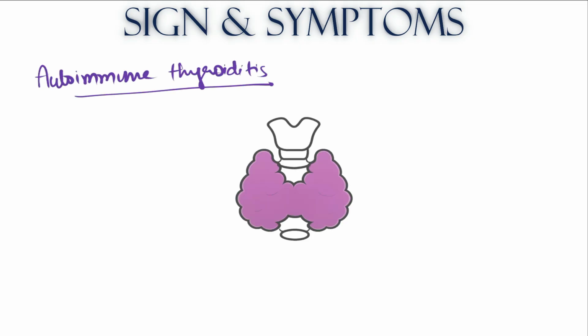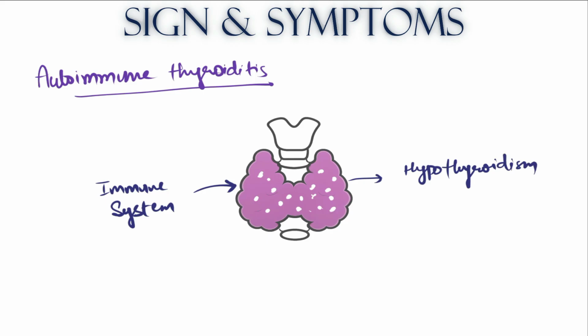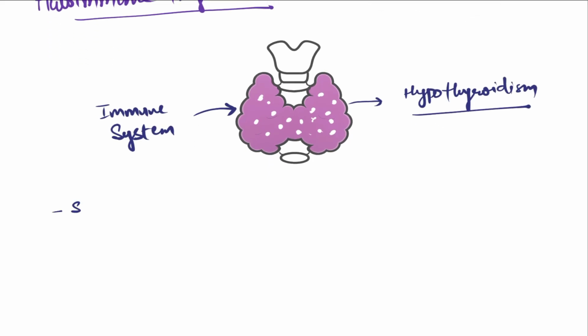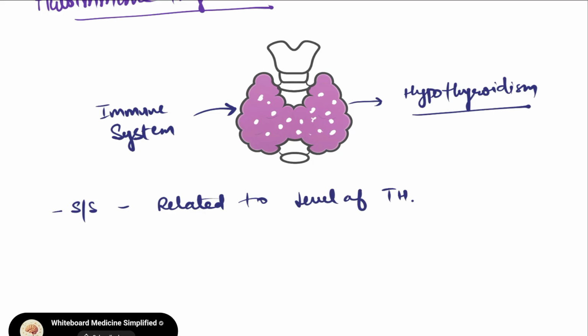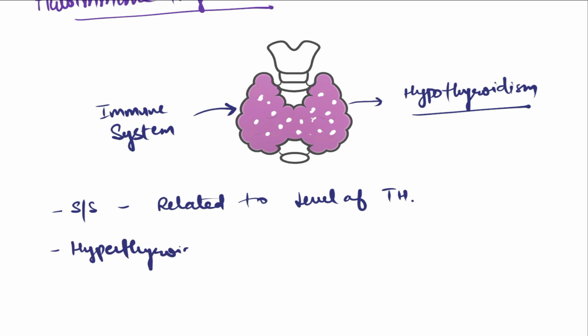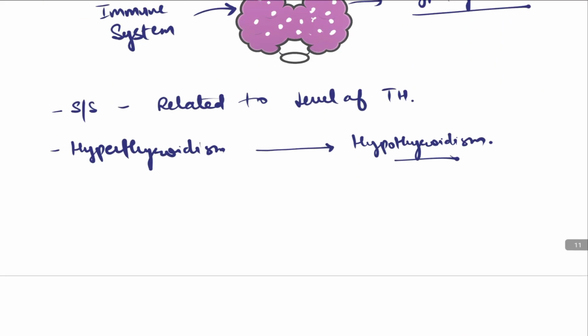In case of autoimmune thyroiditis, the immune system typically attacks the thyroid gland and leads to hypothyroidism. Signs and symptoms are mostly related to the level of thyroid hormones. Affected patients may have a combination of both hypothyroidism and hyperthyroidism symptoms. For example, a patient with hyperthyroidism might later develop hypothyroidism and vice versa.